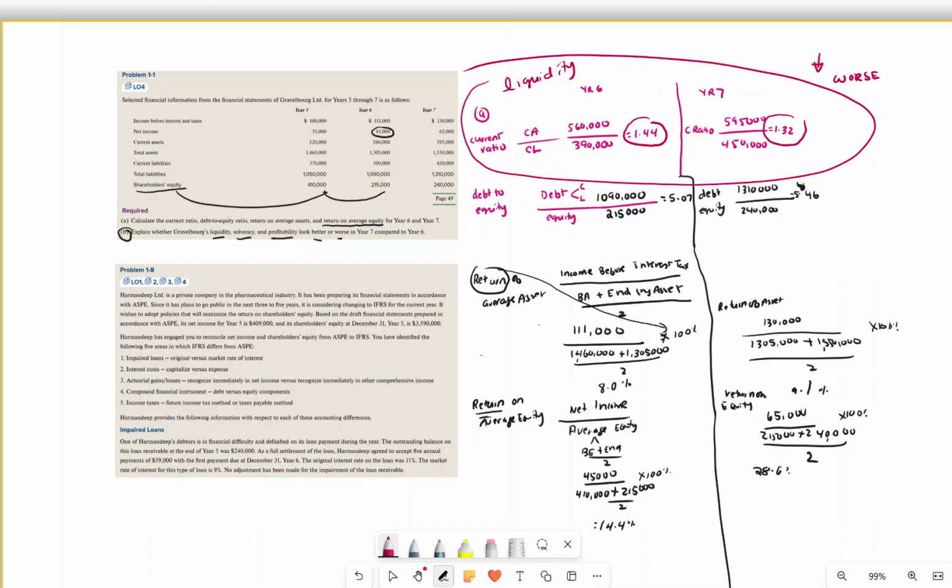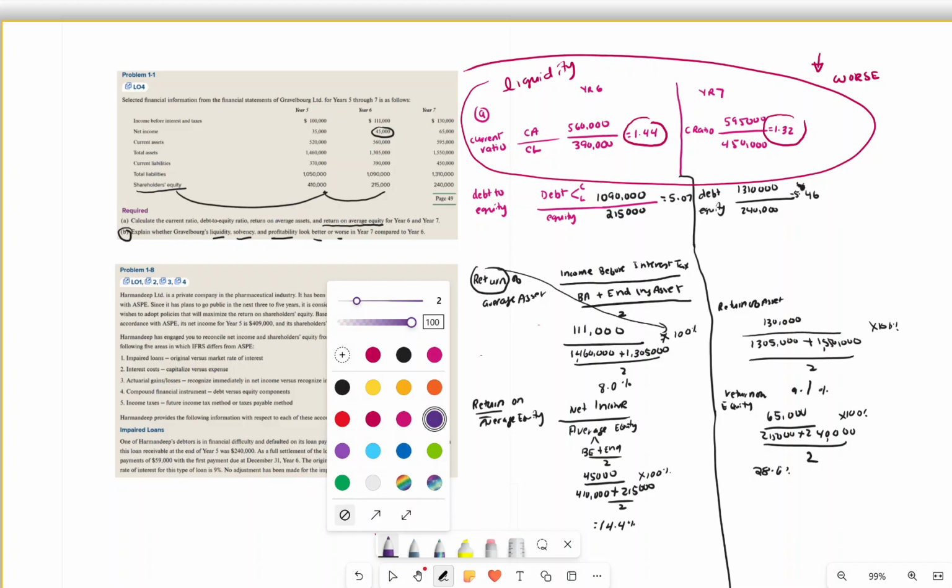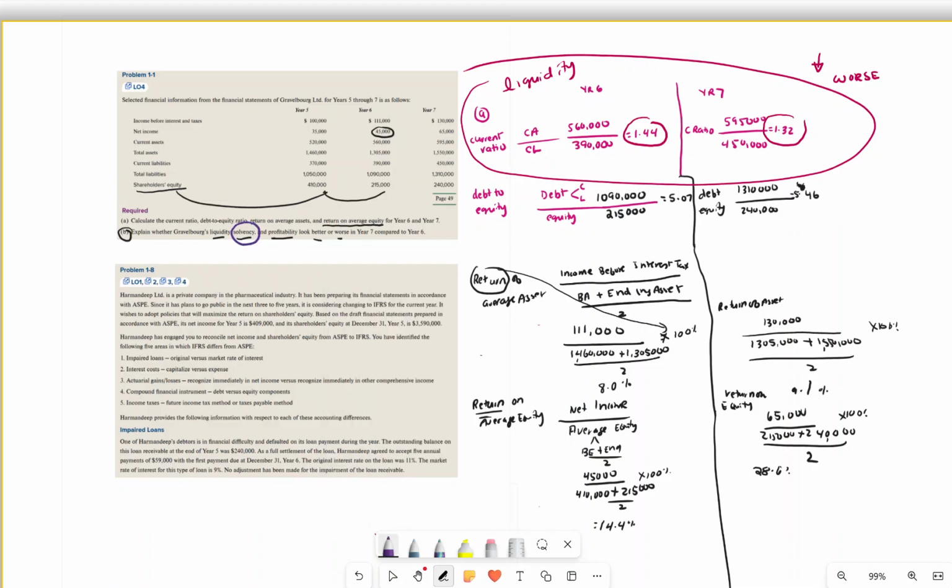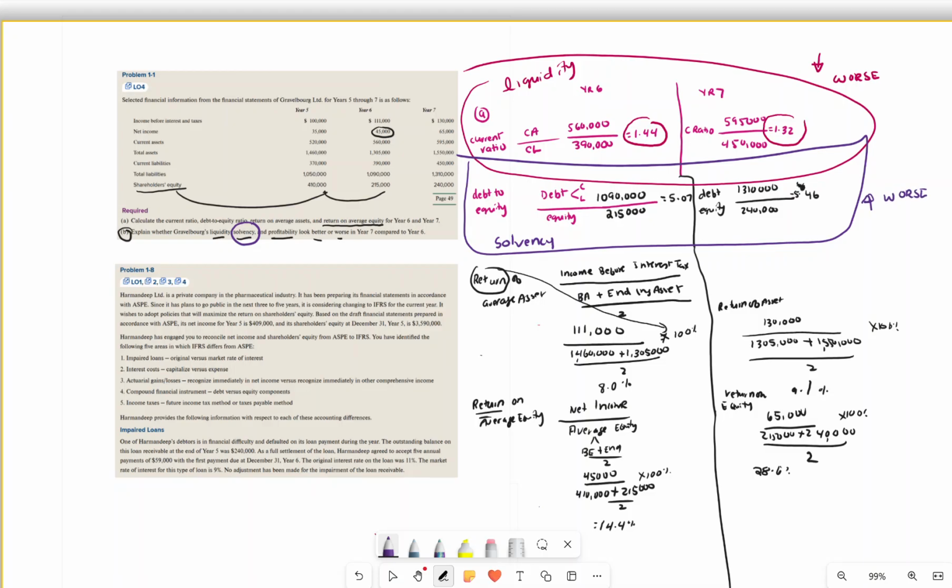My second one that we are going to look at is solvency. When you're talking about solvency, we are talking about my debt to equity ratio. We wanted to know, did it go up or did it go down? In this case, it went up. If it goes up, is it better or worse? It is worse for us, because our debt is more compared to our equity.